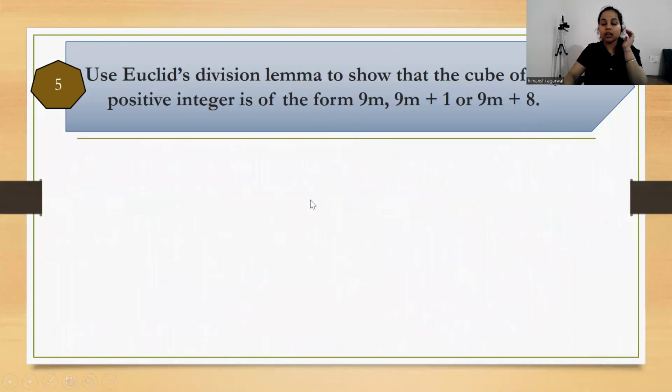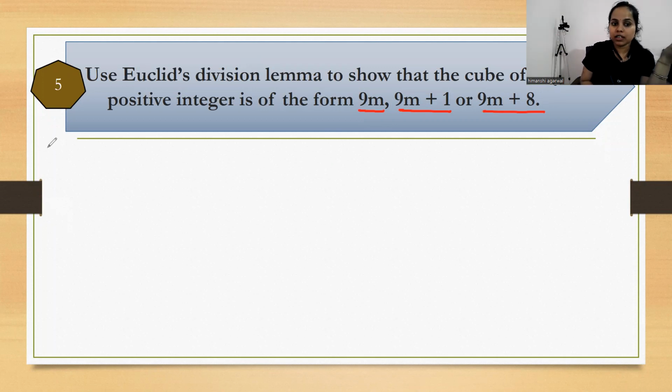Use Euclidean lemma to show that the cube of any positive integer is of the form of 9m, 9m plus 1 or 9m plus 8. ठीक है, तब इस क्वेश्चन को कैसे टैकल करेंगे? First of all, it is 9m, 9m plus 1, 9m plus 8. So 9 हमें किसके स्क्वायर है, किसके क्यूब से मिल सकता है? स्मॉलेस्ट प्राइम फैक्टर क्या होगा? उसका 3 होगा। यानी यहाँ पर भी हमें क्या लेना है? वही लेना है कि let a be an integer and b is equal to 3.